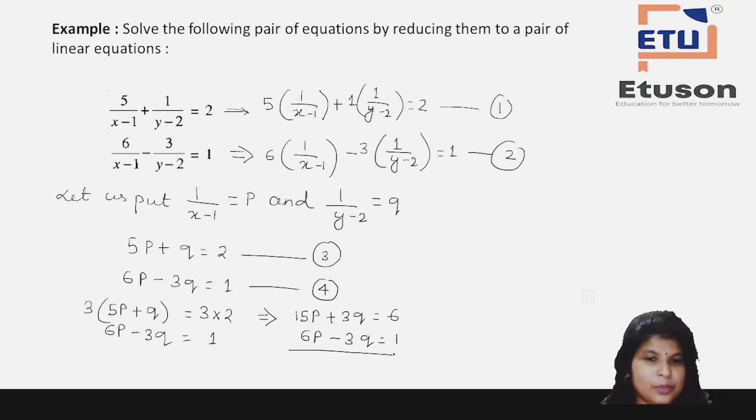Now what I am doing is I am just adding it up. We can add it or we can subtract it. By adding, plus 3q and minus 3q get cancelled out. So what will you get? You will get 21p is equal to 7. Correct or not? 21p is equal to 7. Then what will be your p value then? Your p is equal to 7 divided by 21, that is 1 by 3.